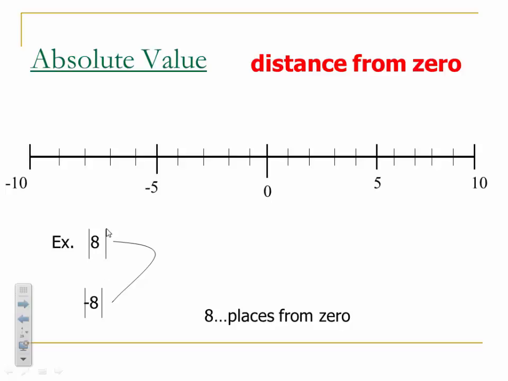So if you see these absolute value markers on the outside of a number, that asks you how far away from 0 this number is, the distance from 0. So each of these are 8 places from 0. This is saying, tell me how far from 0 these numbers are. They are both positive 8 places from 0.